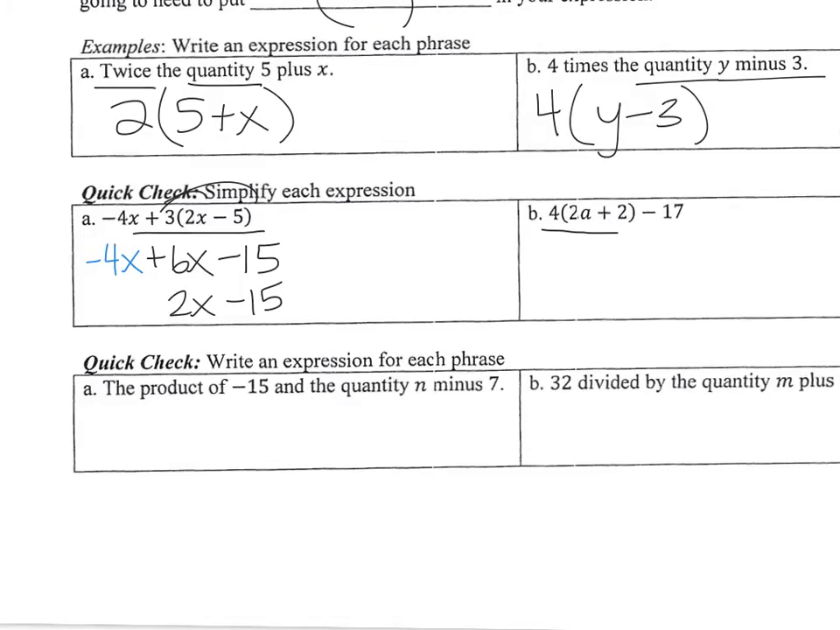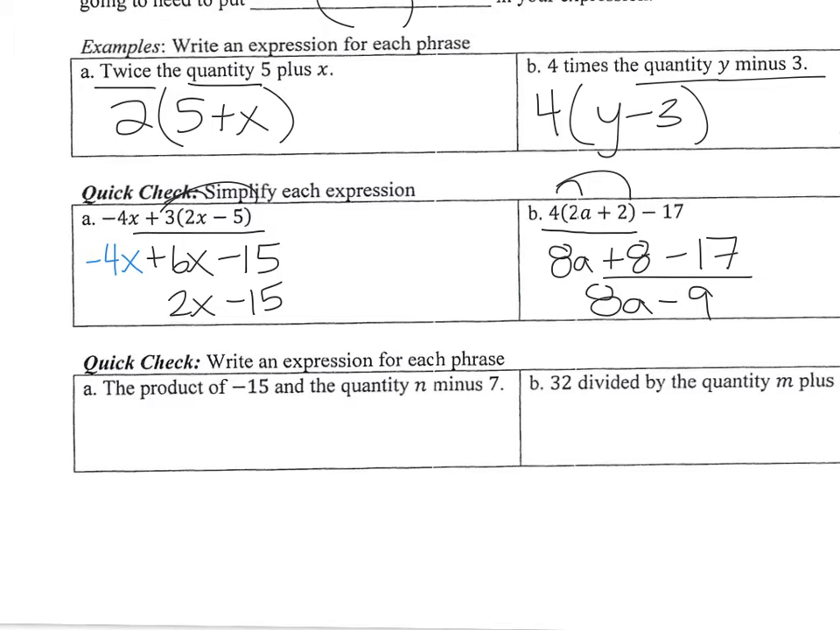And then this part, that's going to be 8a plus 8 and then minus 17. So 8a, then I'm going to do 8 minus 17. So 8 minus 17 is negative 9. So the answer is 8a minus 9.